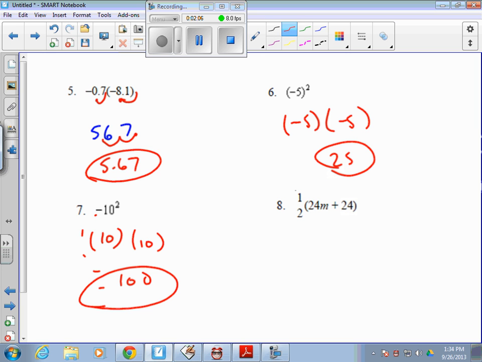A lot of people are asking questions about this one. 1/2 times 24m plus 24. You distribute that to both terms. Half of 24m is 12m, and 1/2 times 24 is plus 12. That's all you can do with that.